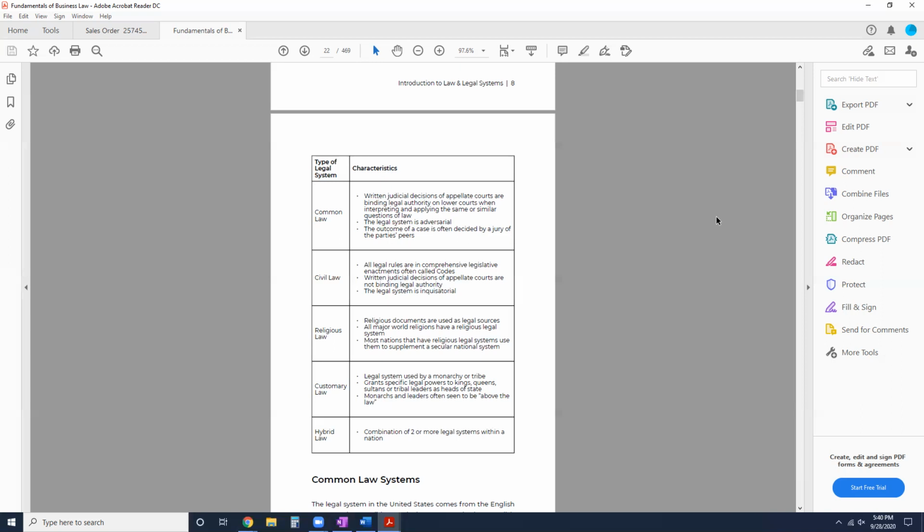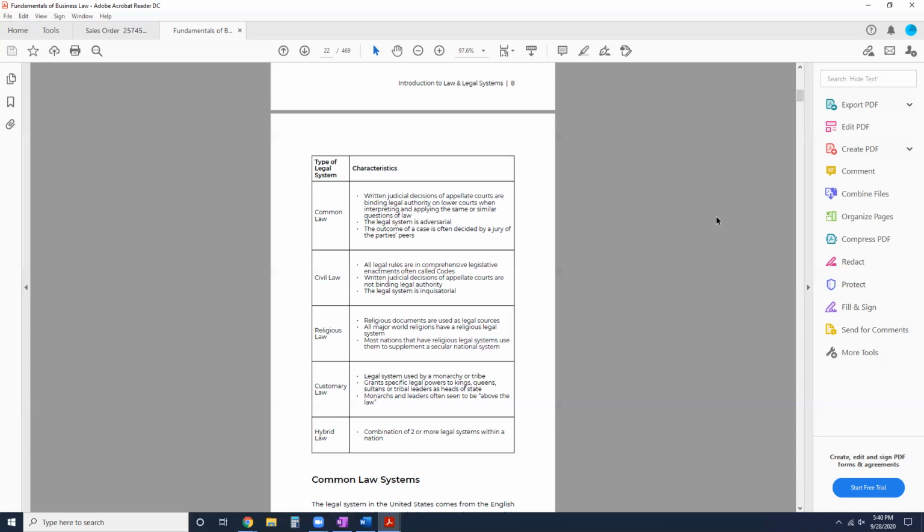In a religious law country, okay, religious documents form the basis of legal sources. Now, this is highly controversial because many of you are very strong believers in the concept of separation of church and state. And if your country adopts a religious legal system, well, there is no separation of church and state, or it's very highly blurred. Now, religious legal systems don't necessarily always have to apply to a government or to a country.